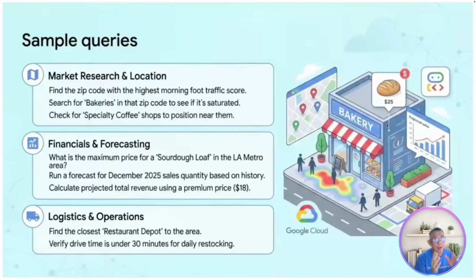Okay. So what I want to do is, I have a BigQuery table with 4 tables inside: the sales data, prices, footfall traffic, and location data. I want to ask a question like this. I want to find the zip code in my store area where I have the highest morning foot traffic score. Then I want to find which zip code has a saturated bakery market, or which shops have specialty coffee, and position them. Then I want to do some sort of forecasting.